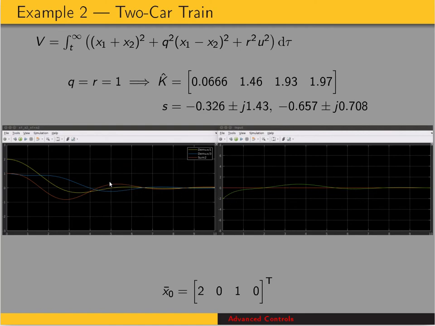Okay, so here it is where they're all penalized equally. You can see that the sum of these displacements goes to 0, so the state, and then the spring deflection also goes to 0, and the input goes to 0.